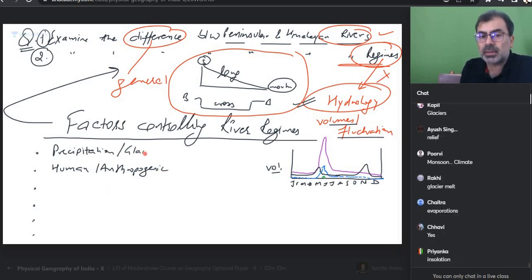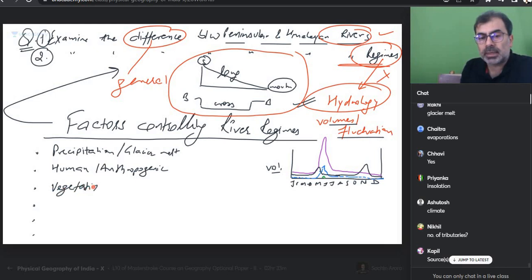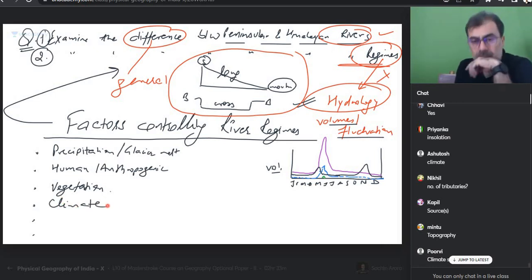Precipitation, glacier melt. Yes. Some people are saying vegetation. I get that. How topography? Climate, I understand. Climate can have that. What else? What else? Think about it. River में पानी किस पर depend करेगा?